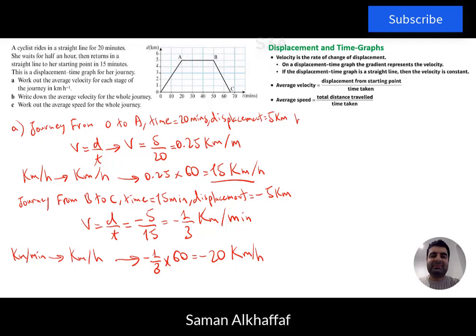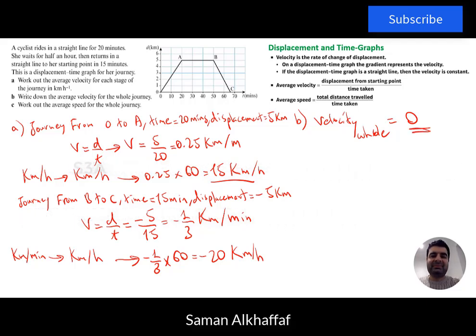For part B, we're asked to write down the average velocity of the whole journey. For the whole journey, because it goes from 0 to 5 and continues and then returns to 0, the displacement is 0, so the velocity for the whole journey will be equivalent to 0. And so this will be our answer for part B.